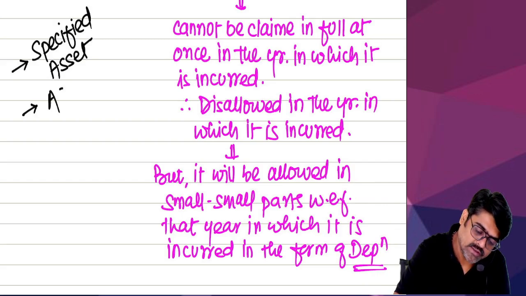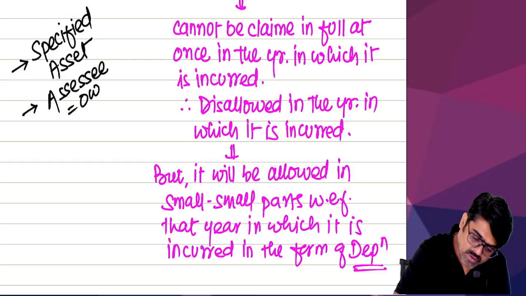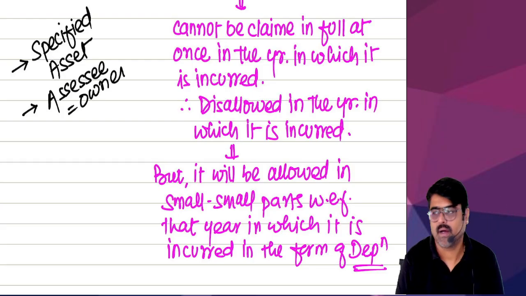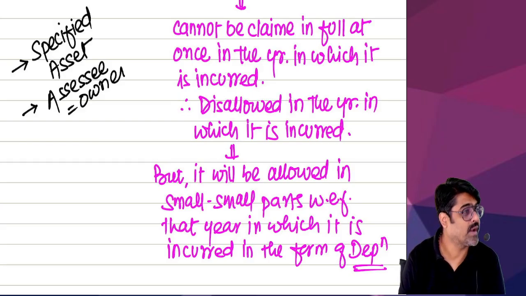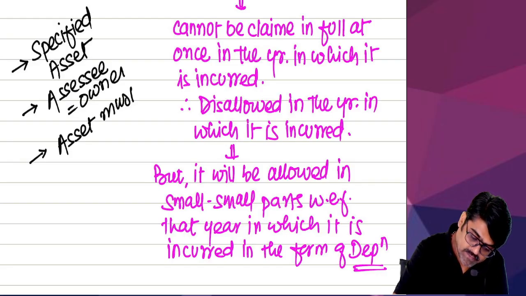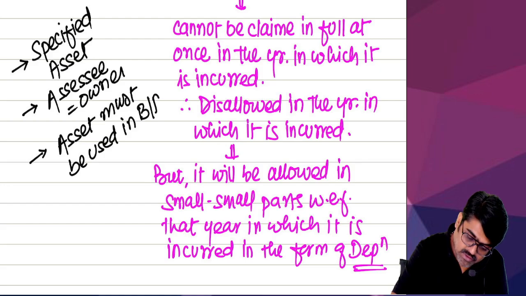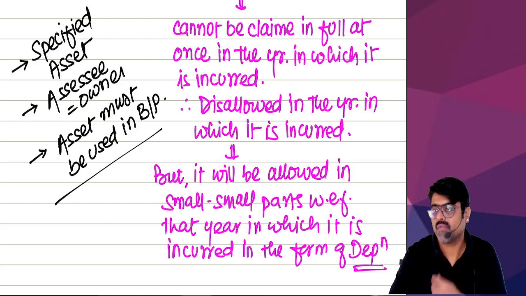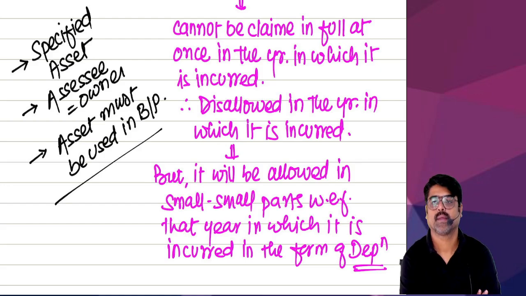Number 2. The assessee is the owner of that asset. Assessee is the owner of that asset. Okay, no? Next one. The asset must be used in business or profession.